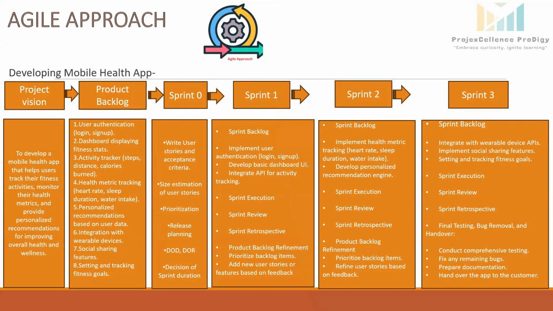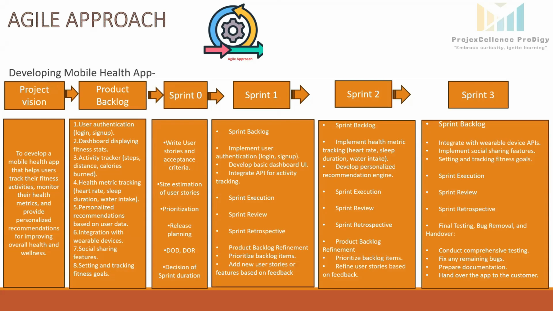Next is sprint 0. During this sprint, the team will come together, they will understand each other, and based on the product backlog, the features, they will discuss and write the user stories and acceptance criteria for each user story. The team will do the size estimation for user stories. They will use the techniques like relative sizing, planning poker. So they will fix the story points for each user story. They will prioritize the user stories, which user story should go in the sprint 1, then the sprint 2 and the sprint 3.